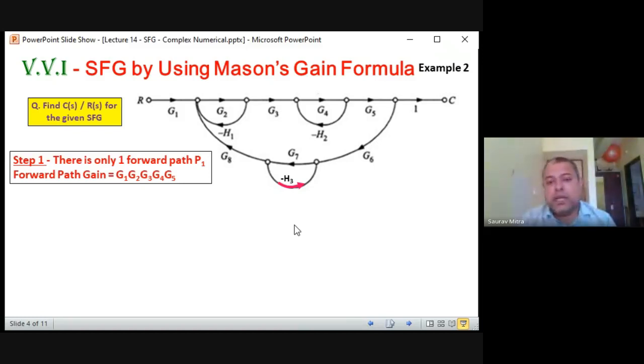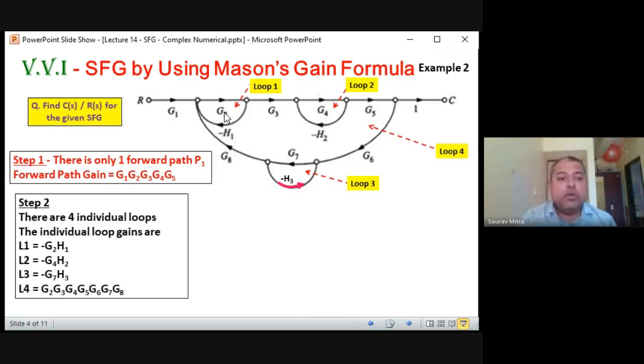Mason's gain formula is used to find the transfer function of the given signal flow graph. Here you are finding that in the forward path there are 5 nodes, and these 5 nodes are common to the loops. This is the first loop, which has the loop gain of minus G2 H1. G2 is the forward path and H1 is the feedback path with negative feedback. So L1 is equal to minus G2 H1. L2 is equal to minus G4 H2, so it is written here as minus G4 H2.